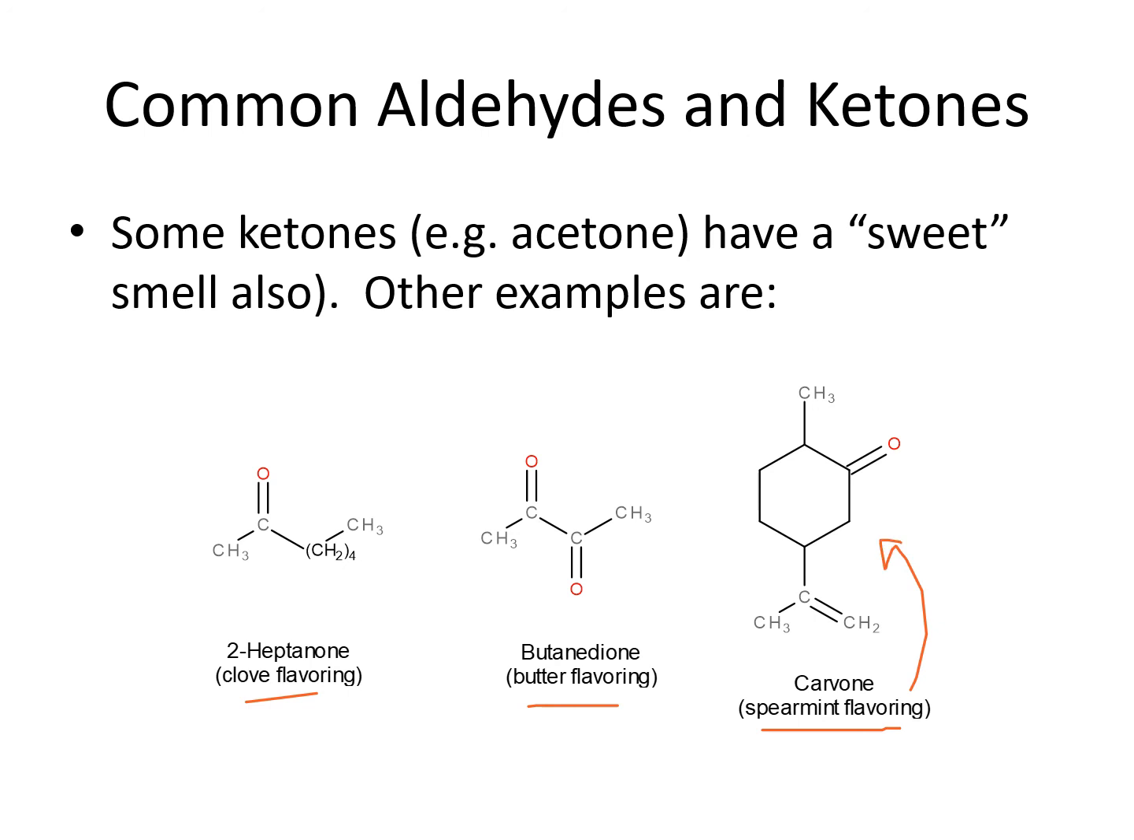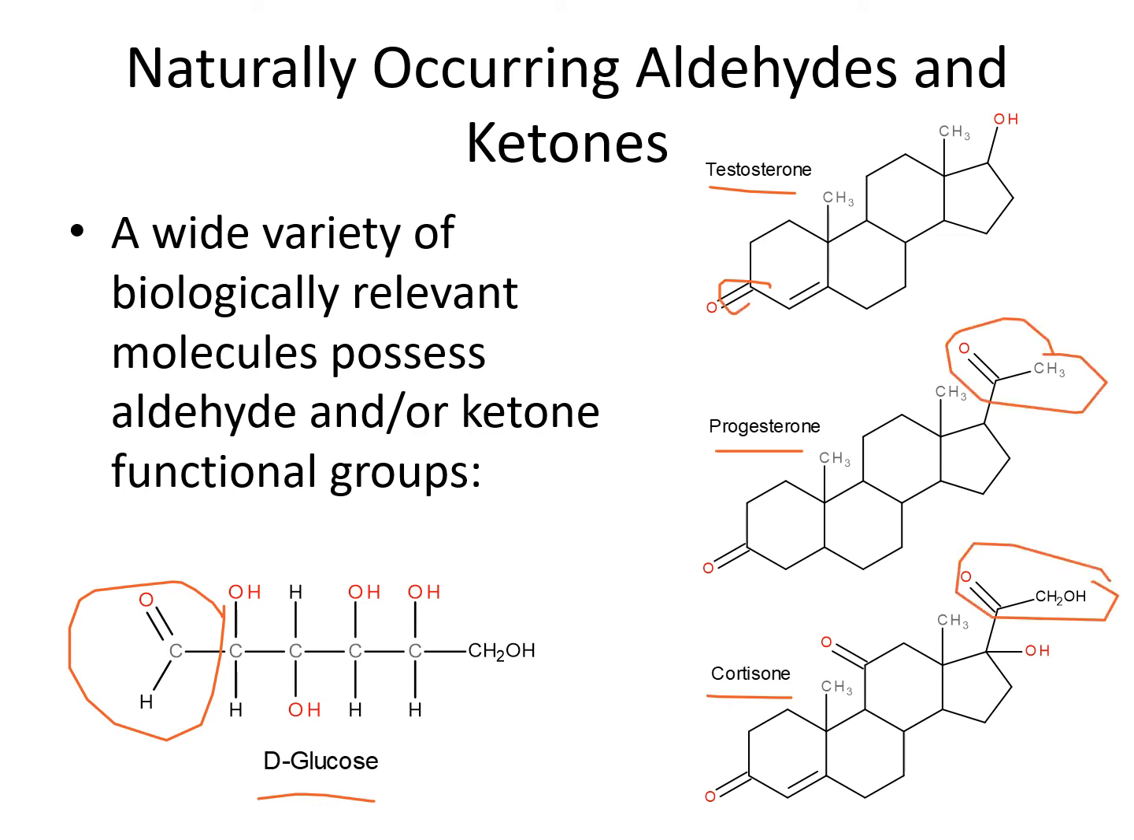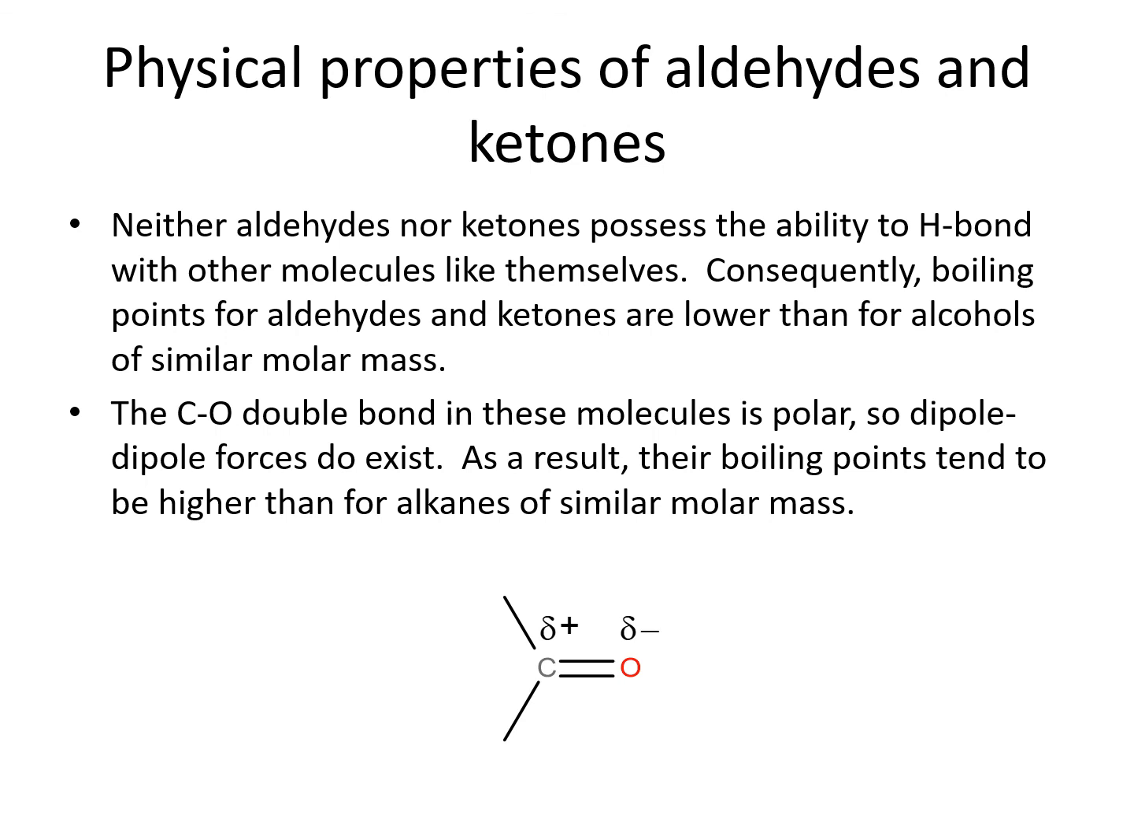And again, these can be created simply in the lab by adding the right chemicals together, and you can smell them. There's a wide variety of these aldehydes and ketones that you might know about. You can even see some of the names here. We've got glucose, hopefully you recognize. There's the aldehyde unit, testosterone, progesterone, and cortisone. And again, you're always looking for these double bonded oxygens. So, some physical properties.